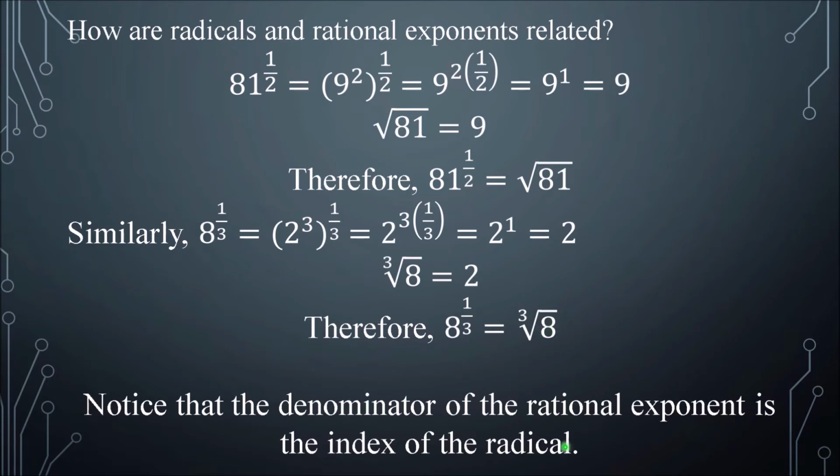Notice that the denominator of the rational exponent is the index of the radical. So in this example, 81 raised to 1/2, the denominator of the exponent is 2. The index here is 2. Here, the denominator is 3. The index is 3. So take note of the relation between radicals and rational exponents.